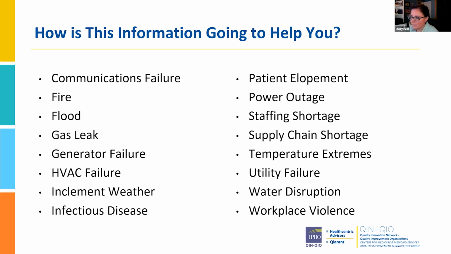Well, that power outage is not just going to happen in a vacuum. It's going to impact all these other things. So the power outage is the trigger for your communications failure because your phones are hooked up to electricity, or you have voice over internet phones and now you don't have an internet connection. That power outage has maybe kicked on your generator, but the generator failed. You don't have HVAC because you don't have power. So a lot of these things are interrelated.